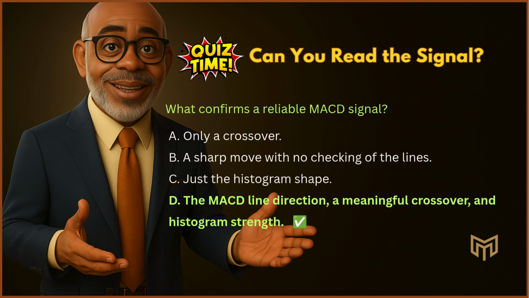And C, just the histogram shape. The histogram is a powerful piece of the puzzle, but on its own, it's incomplete. You need the full context of what the lines are doing alongside it. The MACD is most powerful when you use all of it together. Direction, crossover, histogram, all three. Now you know.